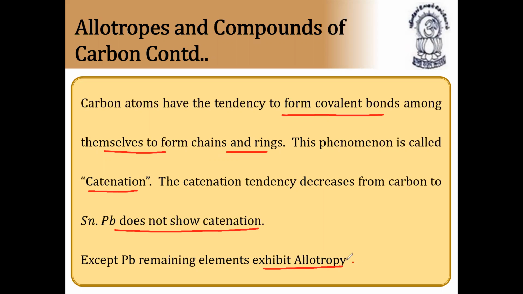So what is allotropy? Just now we have discussed the existence of an element in more than one physical form is called allotrope, and the property is called allotropy. So except lead, all other elements, that is carbon, silicon, germanium, and tin, exhibit allotropy.